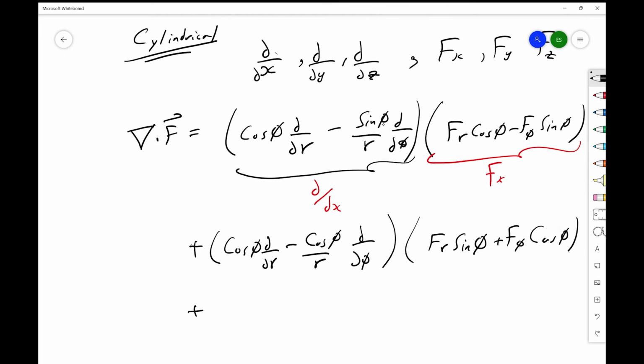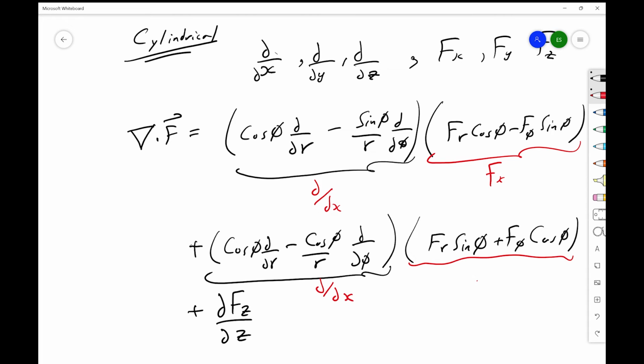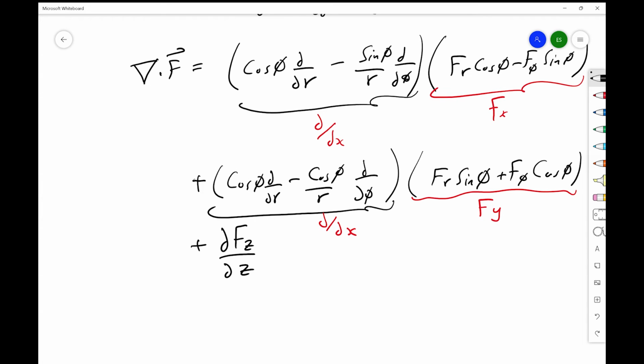Right? Plus finally, the z part is simple. It's the same, delta f z over z. So this is our old delta over delta x, and this is our old fy. And if you do the simplification and everything, it turns out that the divergence itself is going to be the same at every point in space, regardless of the coordinate system. Because space is not aware of any coordinate system we impose on it.